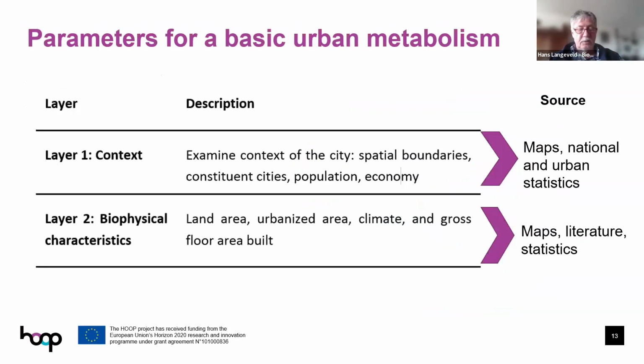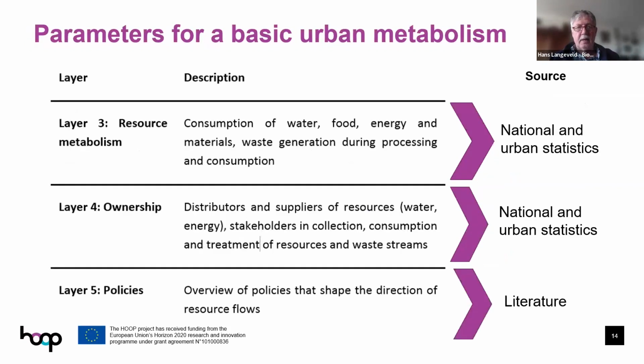In the analysis, we have used several types of information. One level is the context, so that is where is the location of the cities, how many people are living in the cities, what is the economic situation. Then biophysical characteristics, land use, the area, the green area, and, let's say, the way the buildings are covering up space. Then we looked at use of water, food, and energy and materials. I've already mentioned a little bit on this. For this, we used national statistics and also urban information.